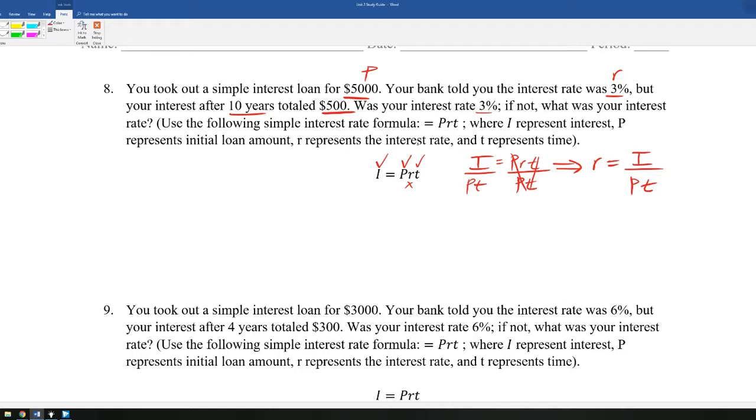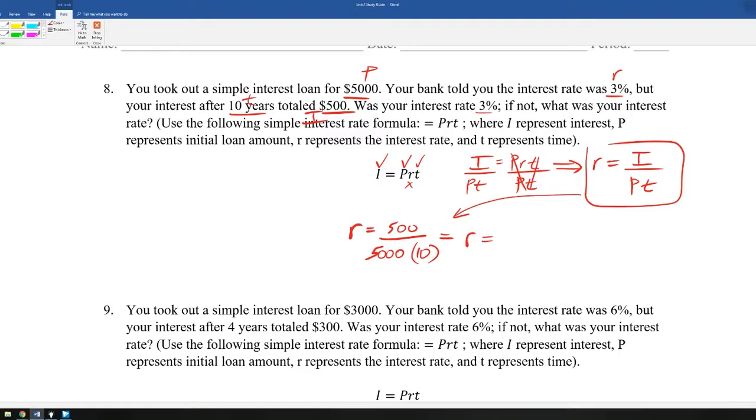So we were checking if our rate was 3%. Well, let's find out. Our P was our principal. Let's see, our interest was 500 bucks. So the bank made 500 bucks, right? Our interest. Our principal, right? So again, I'm going off of that. Our principal was $5,000, and our time was 10 years. So let's go ahead and check for our rate.